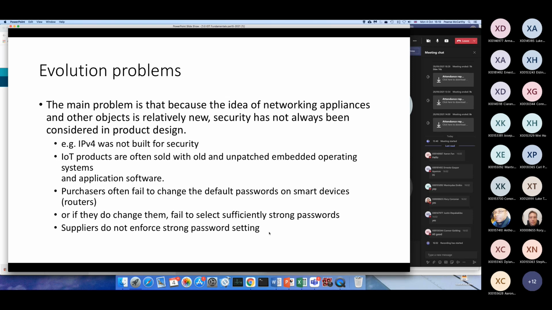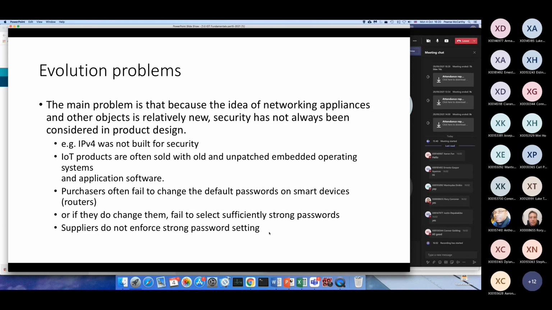And the main issue is all this stuff is using plumbing where security was not always the most important thing. For example, and a prime example is IPv4. There is no security in IPv4. Okay, so that in turn creates issues. IoT products sold with old, unpatched embedded operating systems and application software. Like, people just, because they were chasing the market, would produce these things and lash them out there.